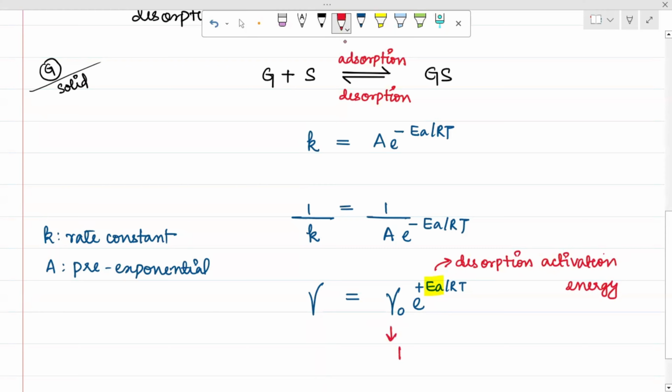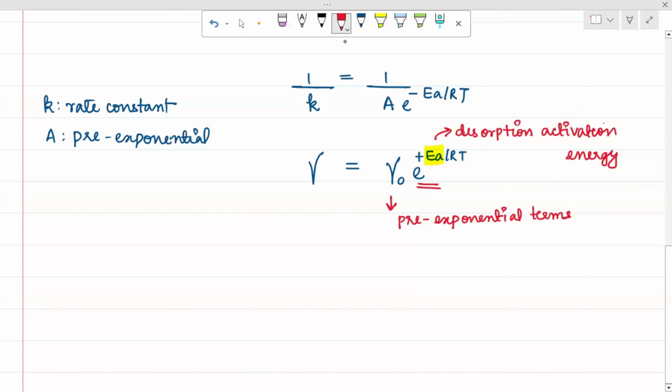Again, this is a pre-exponential factor itself because this is the exponential term and gamma 0 is the prefix to this. So this is also a pre-exponential term, but we have to be careful with the units. Always, you know that the exponential term is unitless. So the unit of gamma is going to be the unit of gamma naught as well.